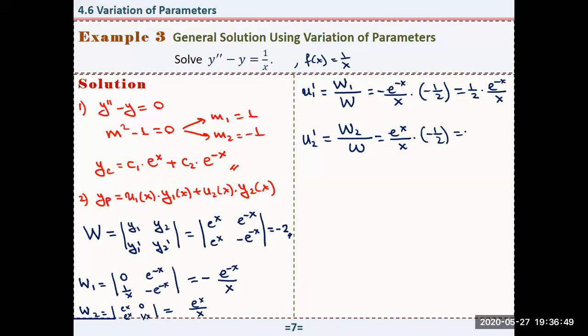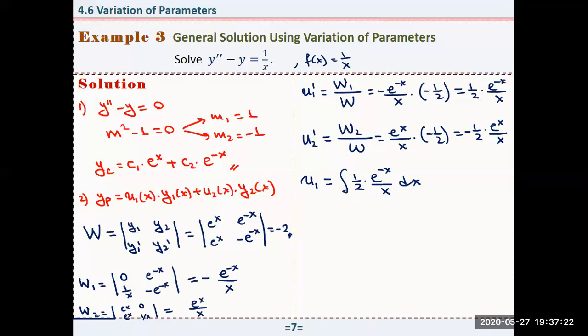So that's equal to minus 1 over 2 times e to the power x over x. Right? Now, to find this u sub 1, we can actually integrate both sides. Here, u sub 1 is equal to the integral of 1 over 2 times e to the power minus x over x dx. But here we need to be careful.